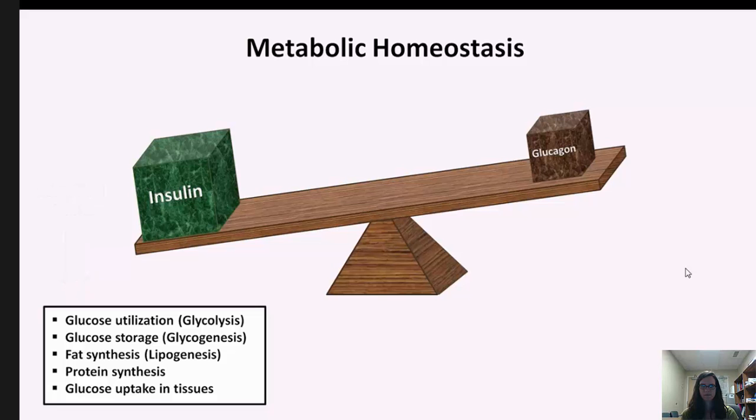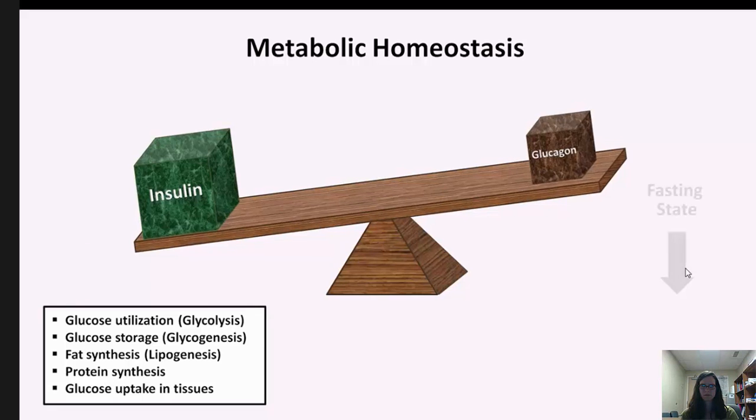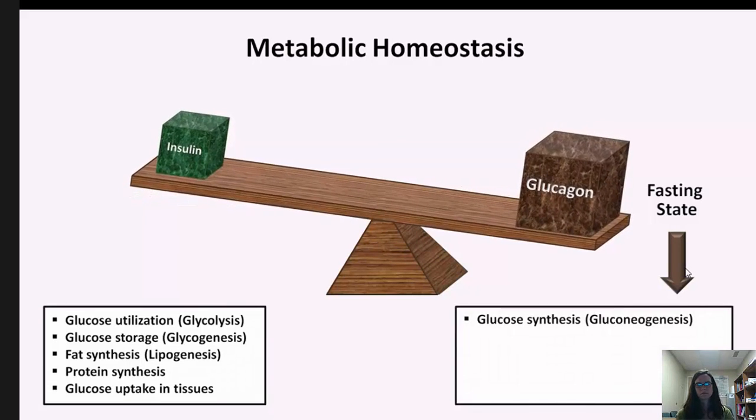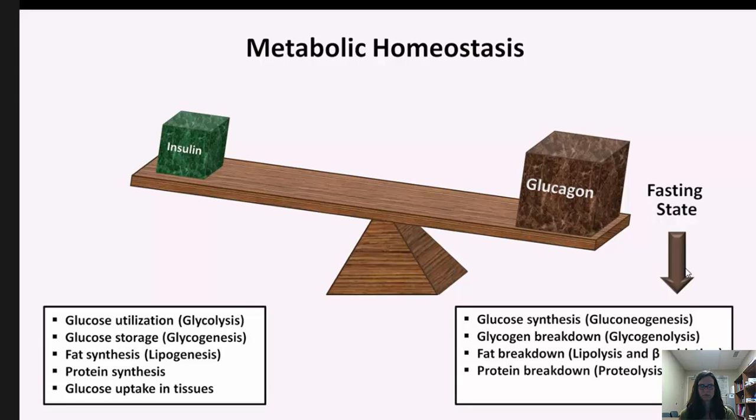When the body is fasting, however, glucagon predominates. Its primary actions are glucose synthesis, called gluconeogenesis, glycogen breakdown or glycogenolysis, fat breakdown through a combination of the processes of lipolysis and beta oxidation, protein breakdown, and last, the formation of compounds called ketone bodies, which act as an alternate fuel source when glucose is in short supply.